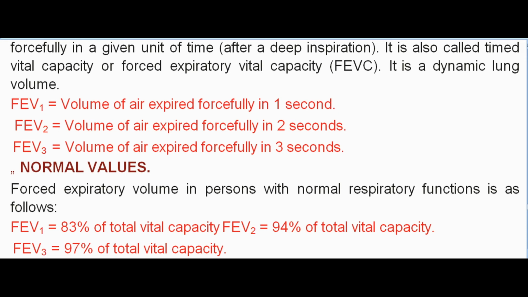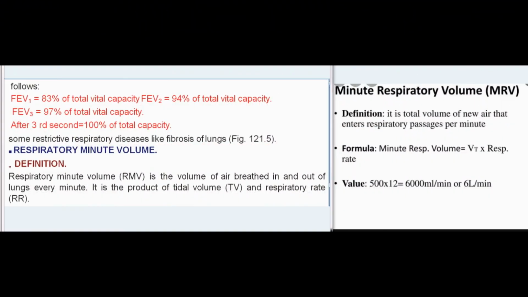Normal values. Forced expiratory volume in persons with normal respiratory functions is as follows: FEV1 equals 83% of total vital capacity, FEV2 equals 94% of total vital capacity. FEV3 equals 97% of total vital capacity. After third second equals 100% of total vital capacity. Some restrictive respiratory diseases like fibrosis of lungs, Fig 121.5.